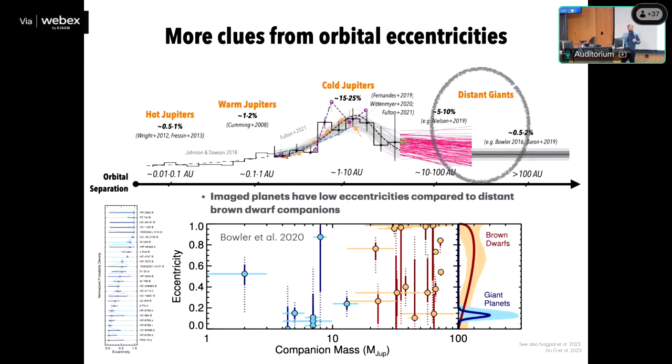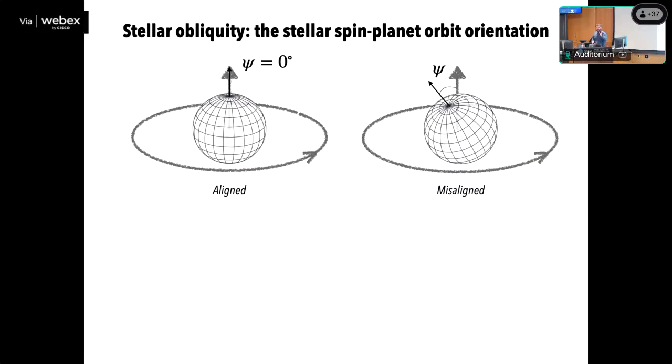And the brown dwarfs seem to have a broad eccentricity distribution. This is all between about 5 and 100 AU. So at least qualitatively, at this level of resolution, there's a similarity that's emerging, and that is that giant planets are less excited or less eccentric than brown dwarfs, and there seems to be a mass dependence to that.